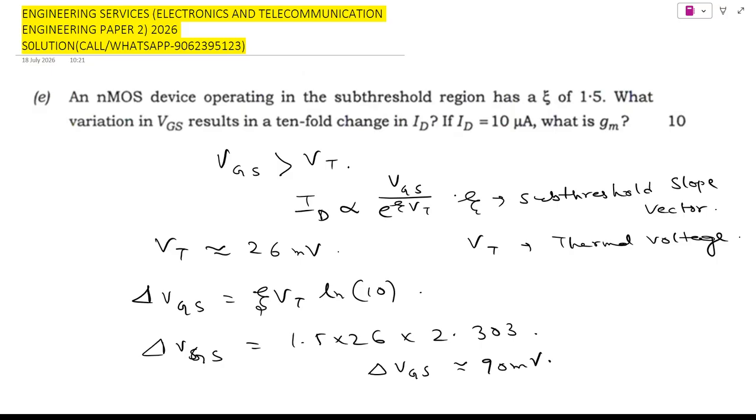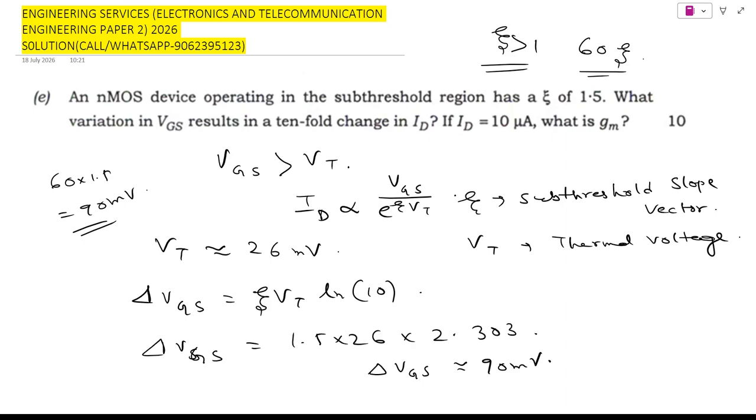However, real MOSFETs have a slope factor greater than one, and their sub-threshold swing becomes larger. For today's problem, every 90 mV increase in gate voltage makes the drain current 10 times larger.